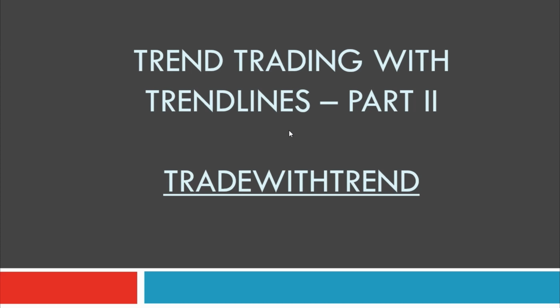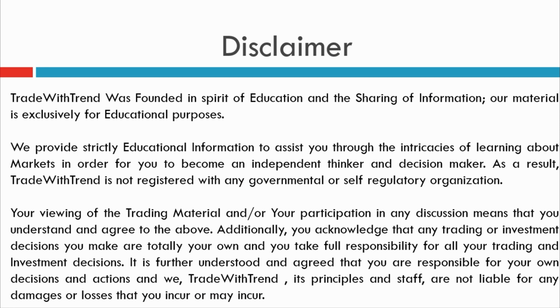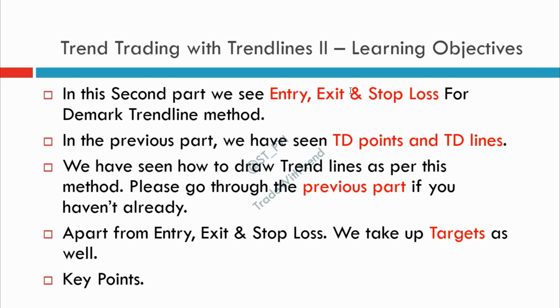This is the second part of the Demark trendline method. In this part, we'll take a look at entry, exit, and stop loss. We'll also be looking at how to calculate valid targets once the entry is taken.